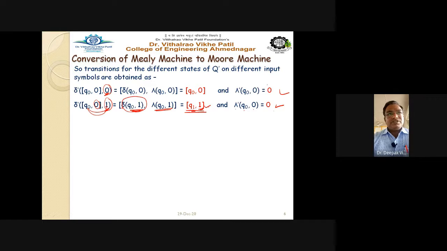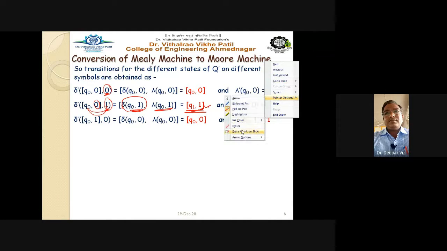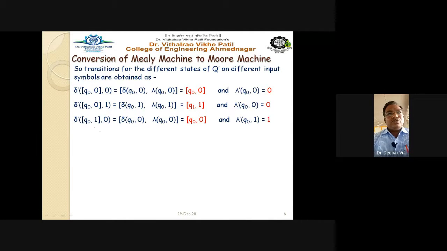Now see the next transition, delta dash Q0 comma 1. See here, now Q0 comma 1. Now you have changed your output. This is your output column. So this is your output, and this one is your input. See here, this is the input.